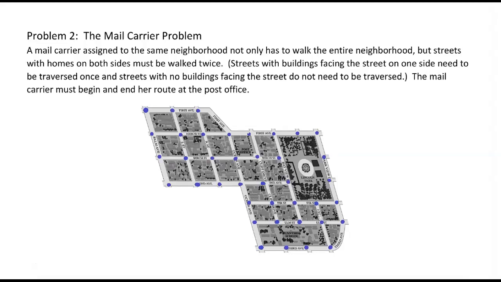Let's start with the top left corner on First Avenue and draw in the necessary edges. Notice that on First Avenue, there's only homes on one side of the street, so we only need one edge between each of those vertices.